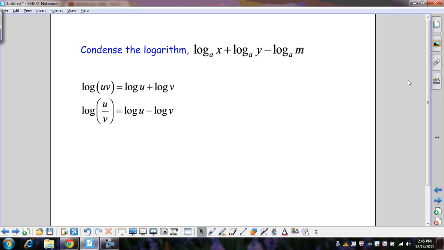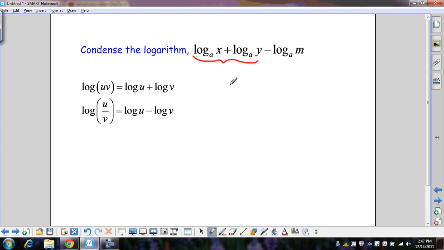So what I'm going to do is I'm going to use these two properties that I've listed here to take this and turn this into a single logarithm. And what I want to do is I want to focus on two things. I want to focus on the fact that the first two logs are being added and the last one is being subtracted. So if I use those properties, I know that if two logs are being added, I'm going to multiply when I am condensing. So let's start with the first part.